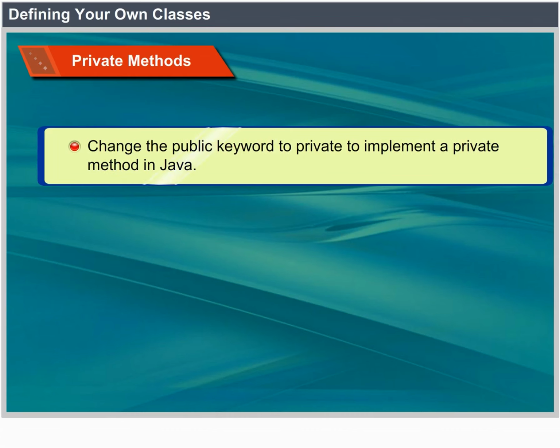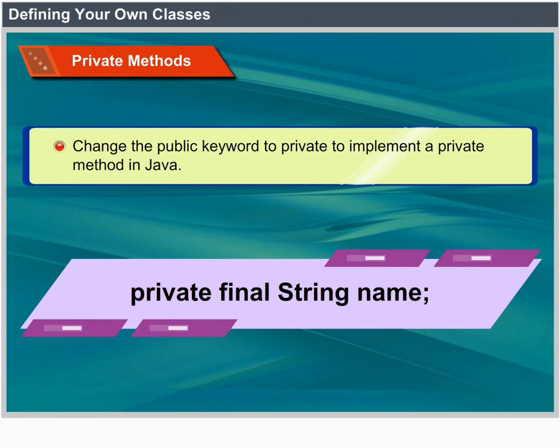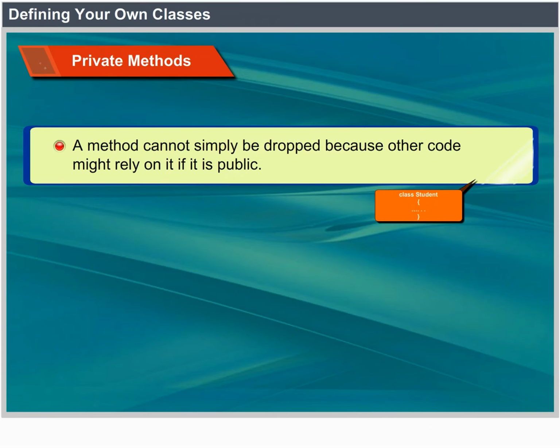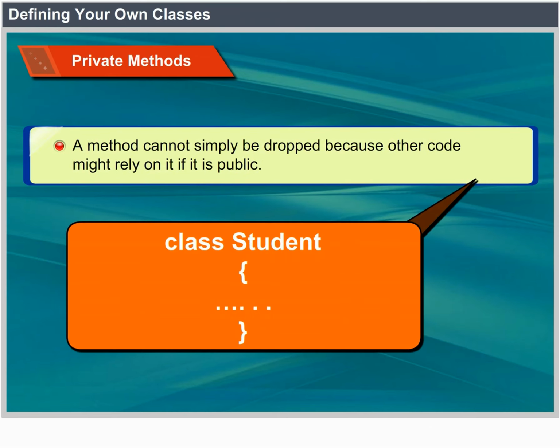Private methods. Change the public keyword to private to implement a private method in Java. As long as the method is private, it is never used outside the other class, so it can simply be dropped if needed. A method cannot simply be dropped if it is public, because other code might rely on it.